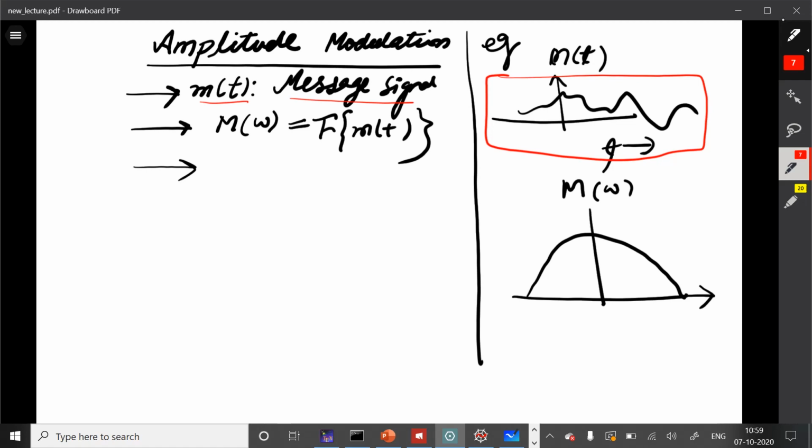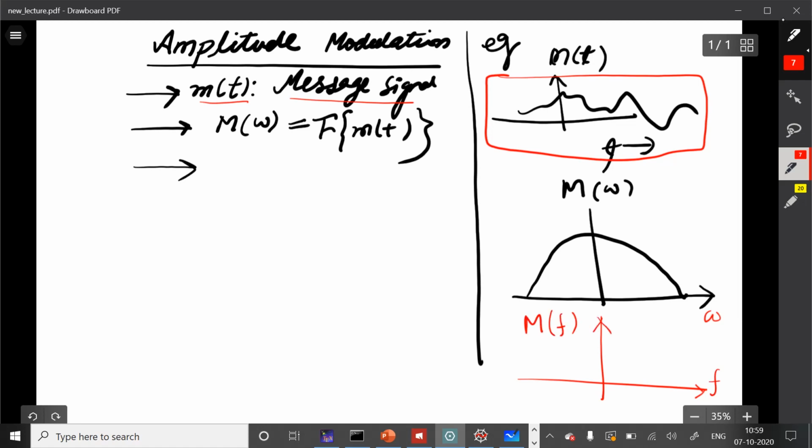Right now, my x-axis here is omega, angular frequency. So you should be well aware of this. We have another form wherein we can have the axis as frequency f. Suppose I have here M of f, where omega is equal to 2 pi f. So f is the frequency in hertz and omega is the angular frequency. And Fourier transform can be written in both the ways.